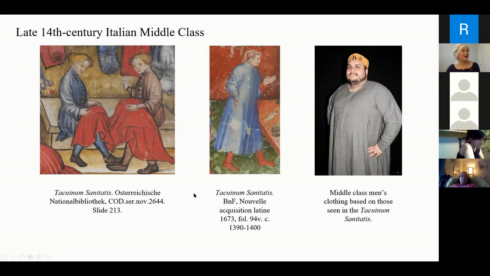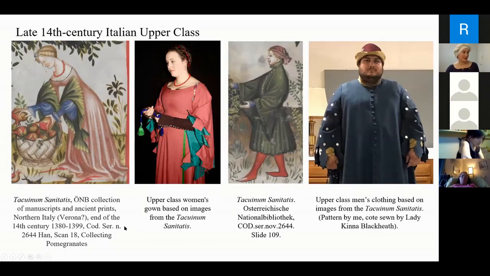And then the image on the far left is the image that I use to base my upper class gown on. And then the two images on the right are the upper class clothing that I made for my husband. You see the wider sleeves. The little silver dots are called bezants.